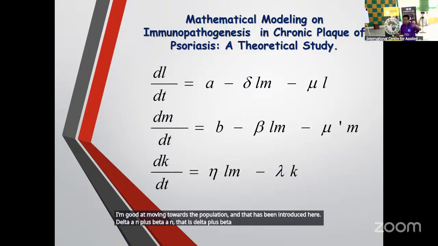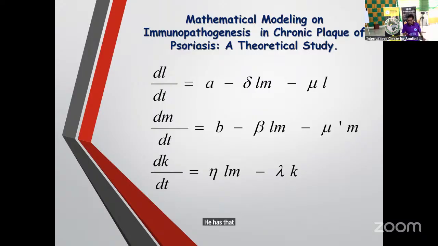We have considered that delta plus beta equal to beta. That is to be revealed here as beta ln, and it has the natural bond. So we have a general study. It was the general study.